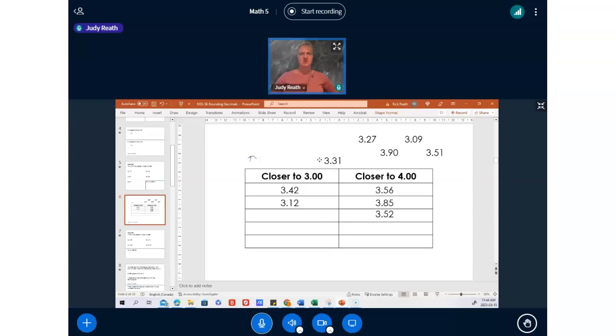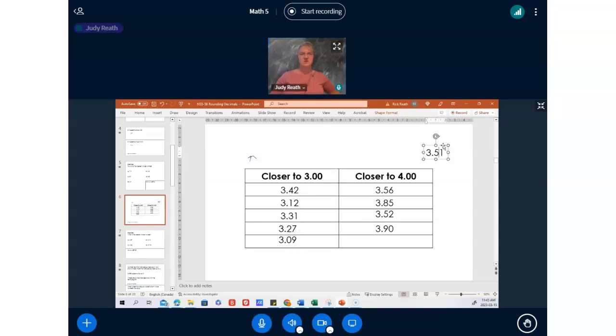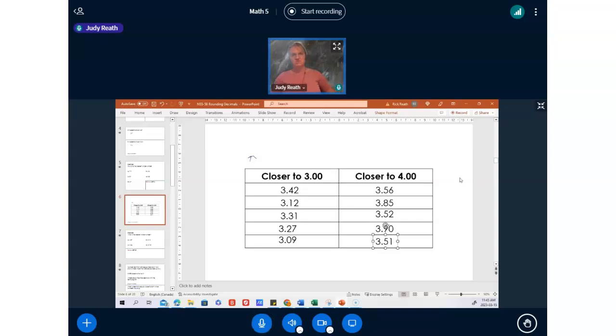3 31/100 is closer to 3. 3 27/100 is also closer to 3. 3 90/100 is closer to 4. And 3 9/100 is closer to 3. 3 51/100 is still 5 or more, closer to 4. So that's where all of those go.